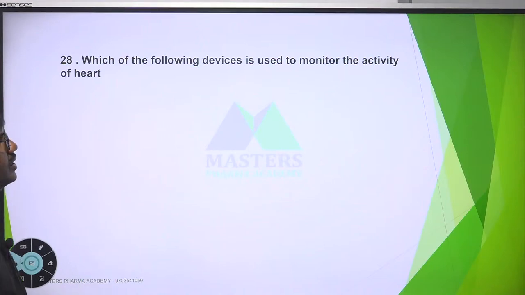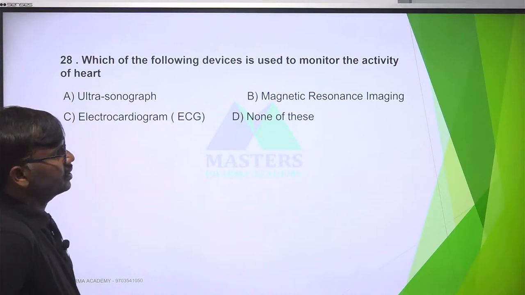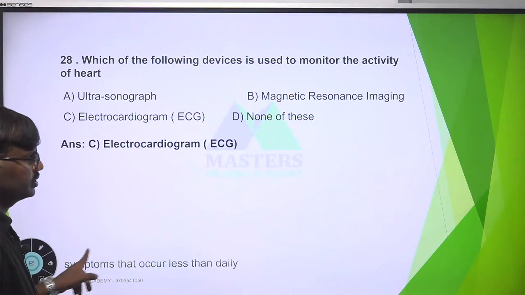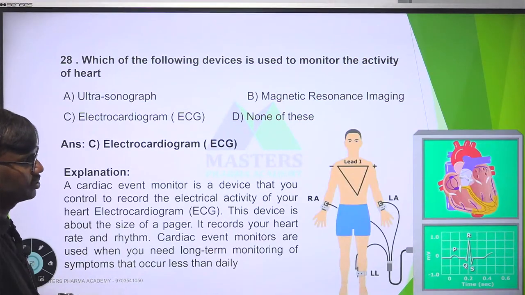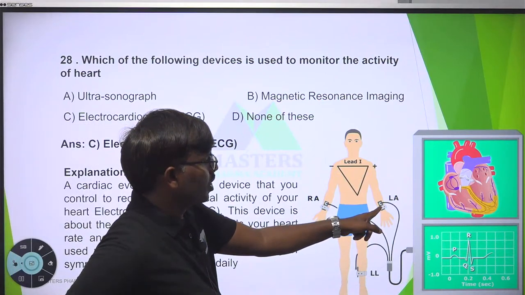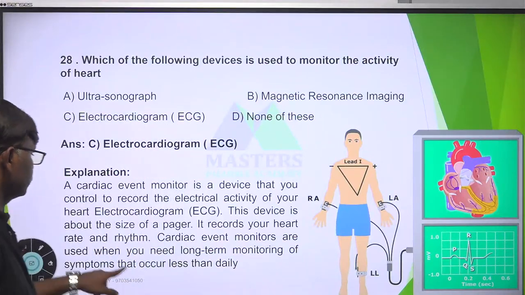Which of the following devices is used to monitor the activity of the heart? Ultrasound, sonograph, MRI, ECG, none of the above. This is a simple question, that is ECG, right? Everyone knows. Electrodes are placed at different places: arm, then chest, then legs. QRS.